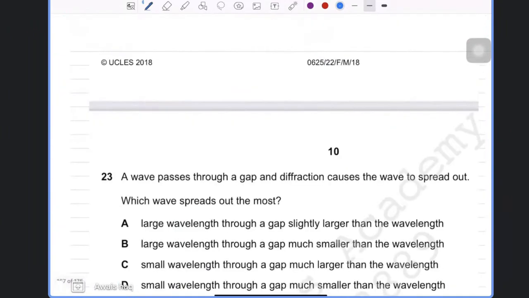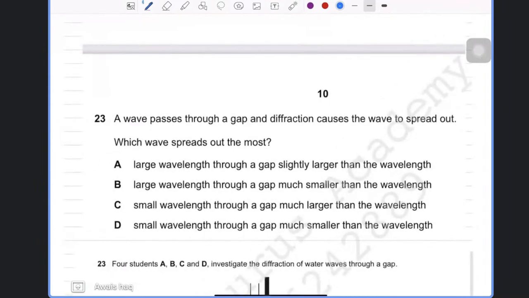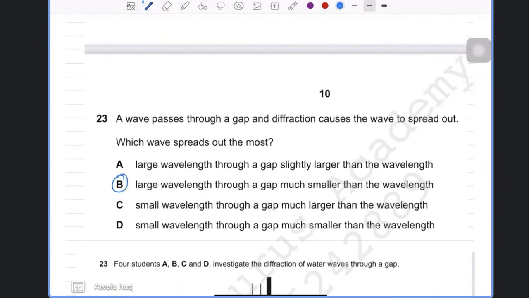Okay. Now, diffraction is super easy. For example, for the first question, who's going to answer this? A wave passes through a gap in diffraction, causes a wave to spread out. Which wave spreads out the most? Large wavelength through a gap much smaller than wavelength. That is correct. Is it clear, everyone? Sorry. Large wavelength through a gap slightly... Oh. It wouldn't be. It would be A. Yeah, it would be A, not B. Okay?